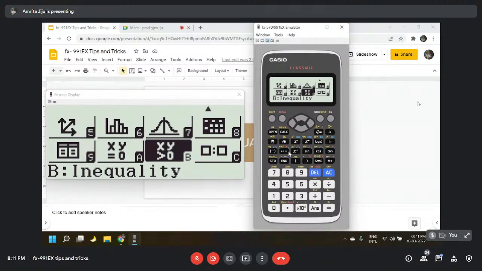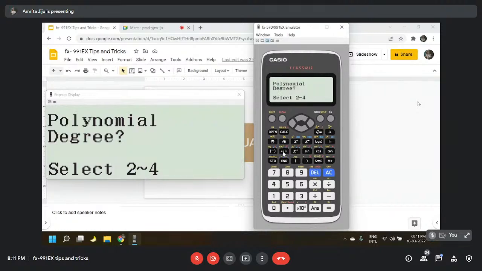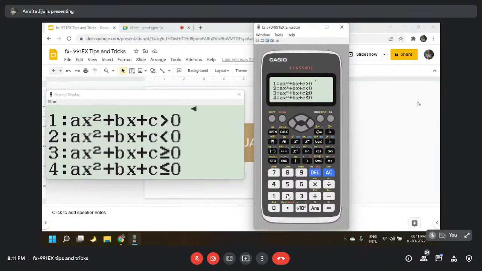So you have to hit B for that, and again it will ask us the degree. I'm going with 2. You can find that there are 4 options. That is ax square plus bx plus c is greater than 0. Ax square plus bx plus c is less than 0. Ax square plus bx plus c greater than or equal to 0. Ax square plus bx plus c less than or equal to 0. So I'm first going to do ax square plus bx plus c greater than 0.